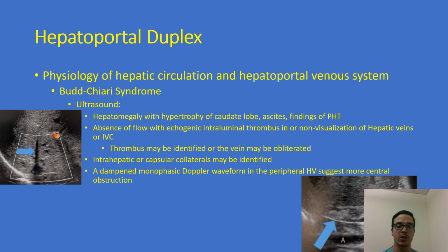When evaluating patients with Budd-Chiari syndrome with ultrasound, we often see hepatomegaly with hypertrophy of the caudate lobe. We may also see ascites and findings of pulmonary hypertension. There may be absence of flow with echogenic intraluminal thrombus or non-visualization of the hepatic veins or the IVC. Thrombus may also be identified, or the vein can be obliterated. Furthermore, there may be intrahepatic or capsular collaterals. A dampened, monophasic Doppler waveform in the peripheral hepatic vein suggests more central obstruction.